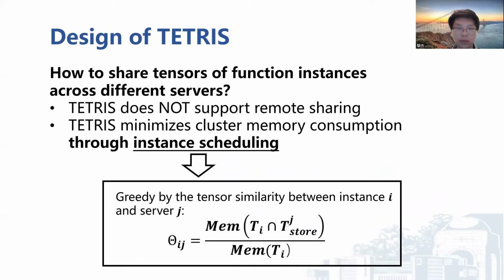Our design does not support sharing of tensors across servers due to frequent tensor access during inference and the high network latency. Instead, we maintain a shared tensor store on each server for performance guarantee, while minimizing cluster memory consumption through instance scheduling. We employ a simple greedy algorithm in which we always try to schedule instances to the server with the maximum tensor similarity. The basic idea is that we want to share as much tensor memory as we can after the scheduling.